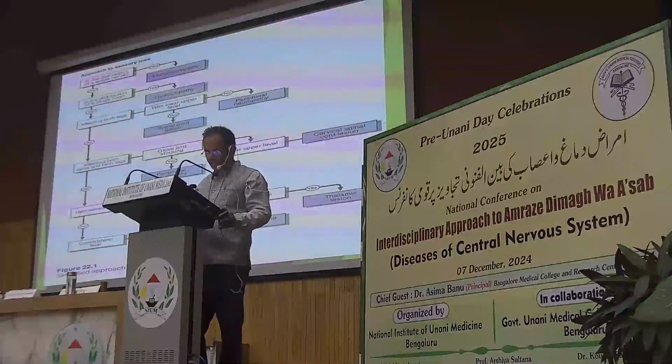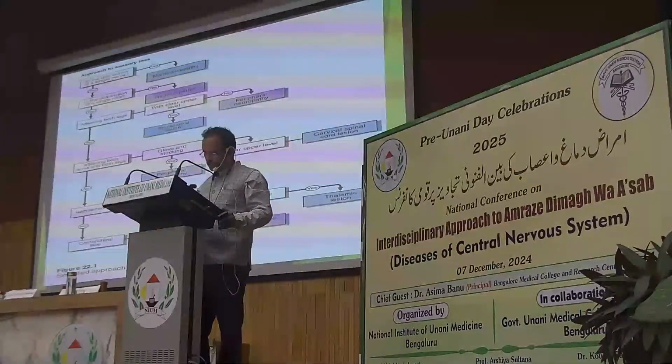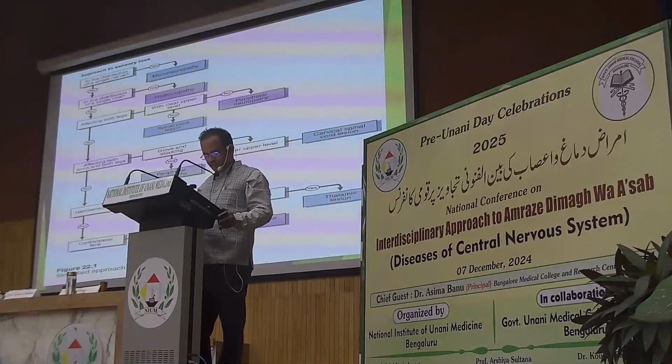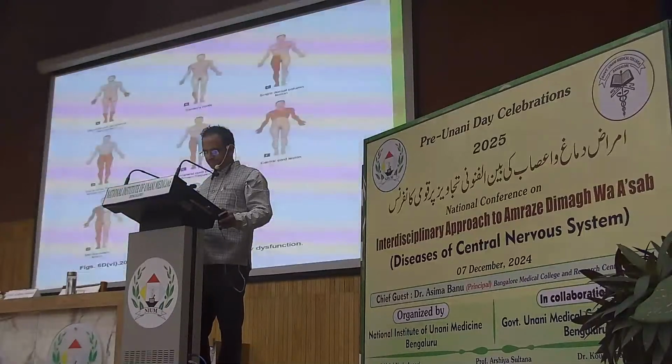Then ask a question: is there any sensory loss, including the face? If it involves all the modalities, then it goes in favor of thalamic. If it's not so, then it goes in favor of internal capsule, where the face will not be involved. Then hemisensory loss, but with involvement of the contralateral face, then think of brainstem lesion. This is what I explained in the previous slide.